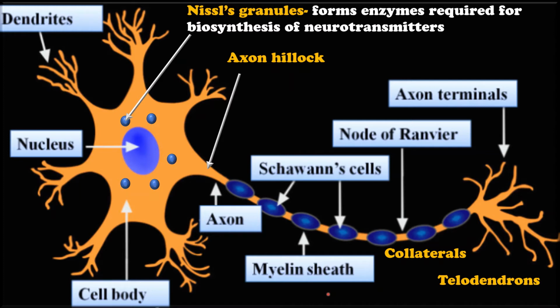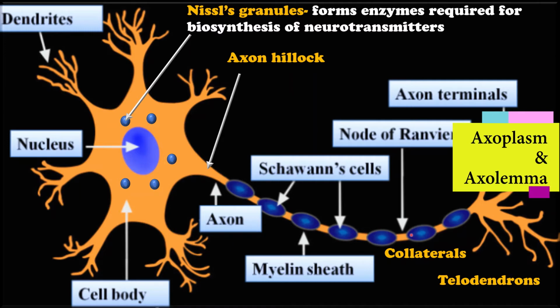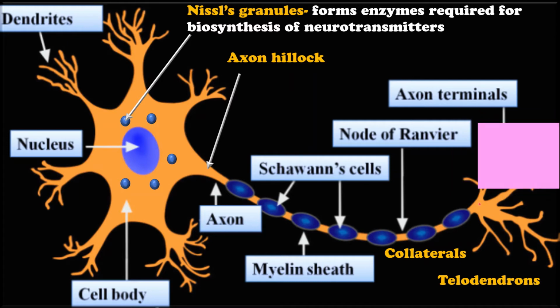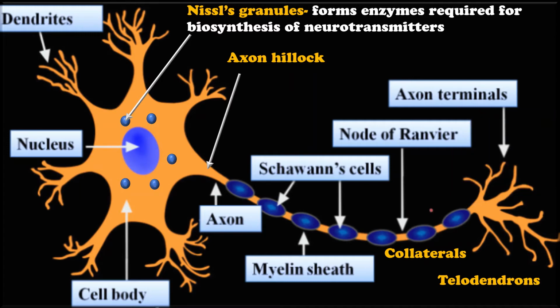Now look at these gaps. These gaps are the parts of axons without myelin sheath. It is called node of Ranvier. Students, this is the cytoplasm of the axon called axoplasm, which is surrounded by axolemma. So remember the terms axoplasm and axolemma. We will require this information in one of the next topics, that is, message conduction in the nervous system.